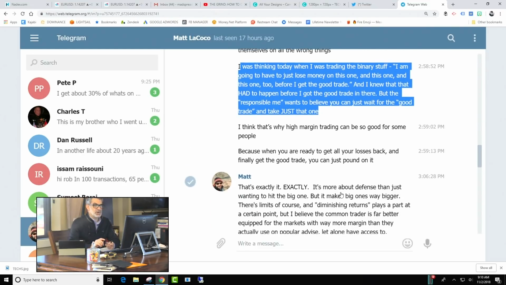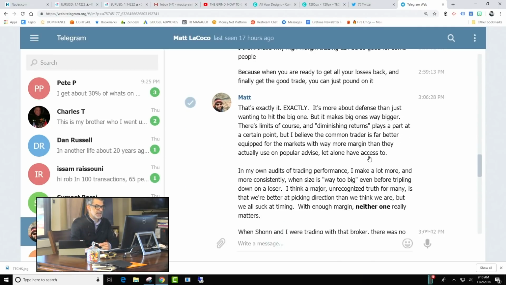So I think that high margin trading can be good for some people, not all people, but it can be good. Trading involves a substantial risk of loss and is not suitable for all people. But some people do better at high margin trading because they can take that last big trade. When you're ready to get all your losses back and finally get the good trade and have the confidence, you do well at it.